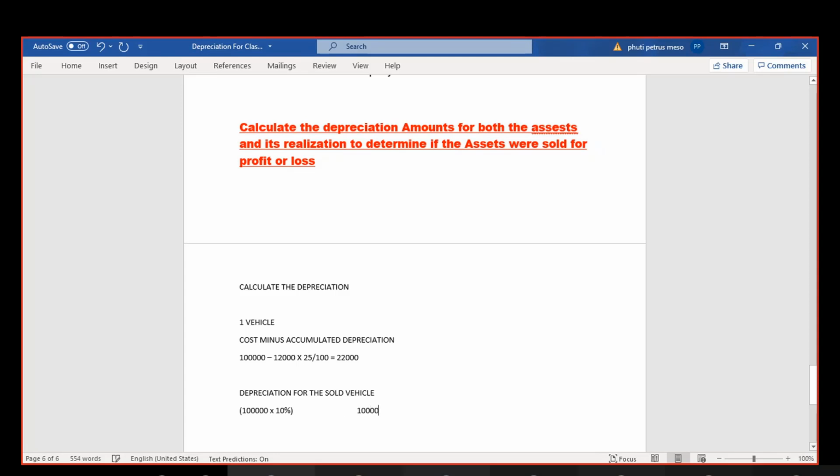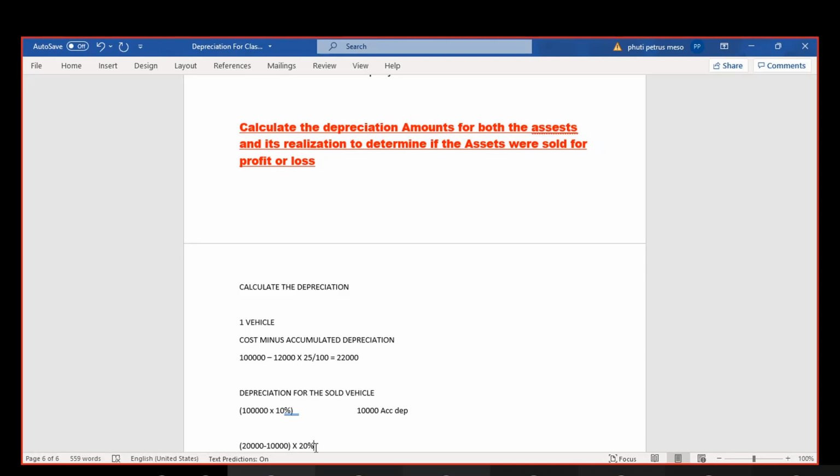Okay, that's 10,000 rand. That's my accumulated depreciation. So this is what you're going to do. You'd say depreciation, 20,000 minus 10,000 rand. Remember, you adjusted your accumulated depreciation, and you're going to multiply that by 20%, okay? Multiply by 20%.